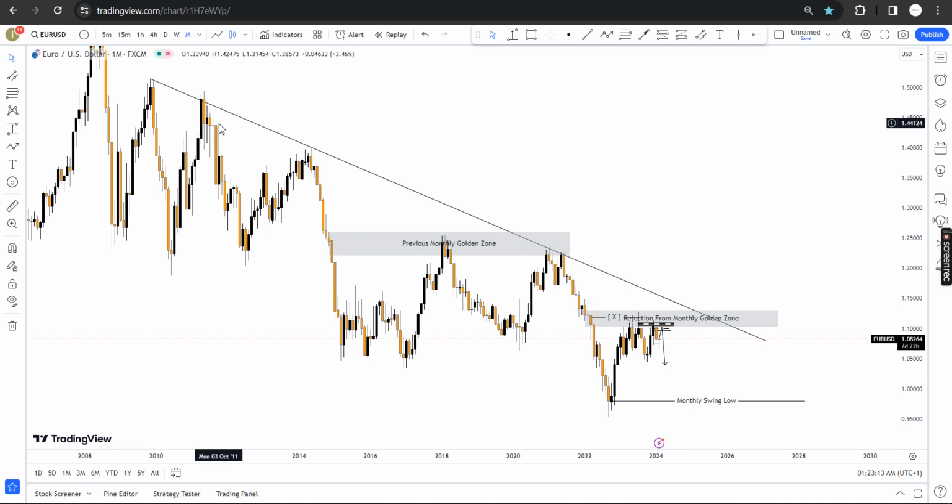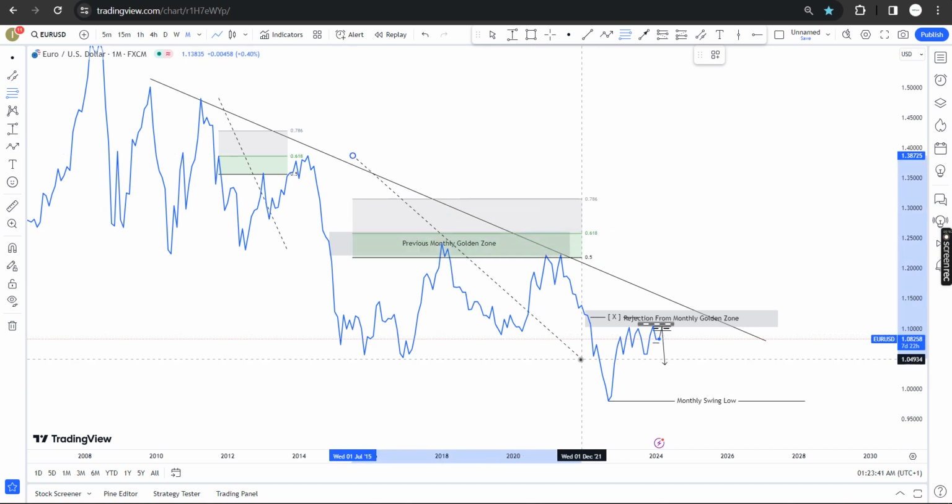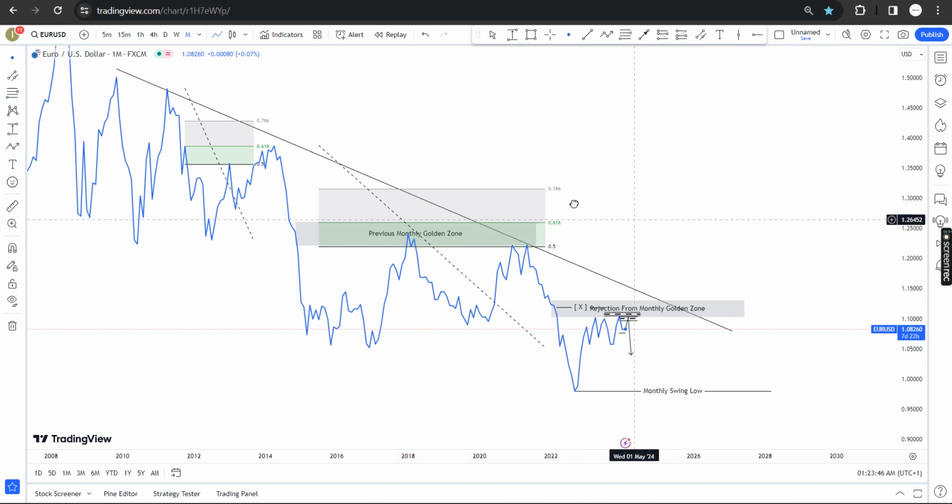So on the monthly, you can see this EU is still very bearish, right? It's still on a bearish pattern, lower highs and lower lows. Yeah. So we have this rejection from the golden zone. Golden zone is just the 60 and 61.8 and 50, that area. I just wanted to mark it so you know how I did what I did.